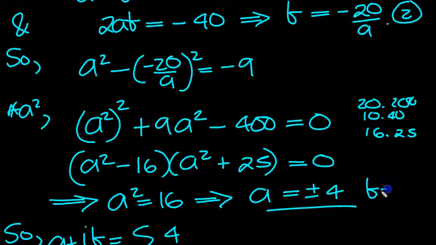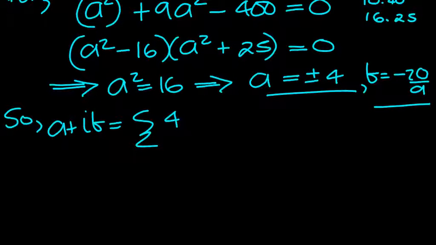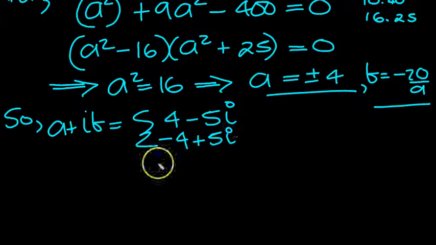So I'll write it here, and we can now work with it. So when a is 4, put 4 and you get minus 5, minus 5 lots of i. And also when a is minus 4, put that in here, you get plus 5. So there's our two answers.